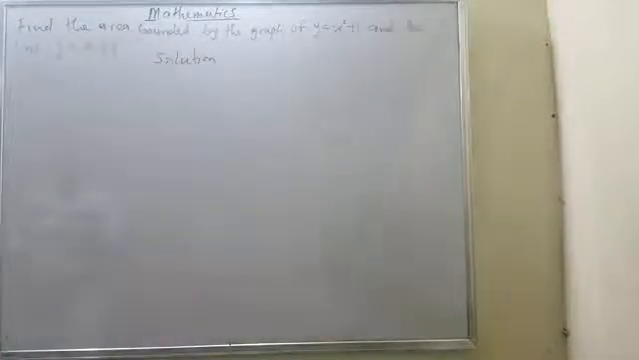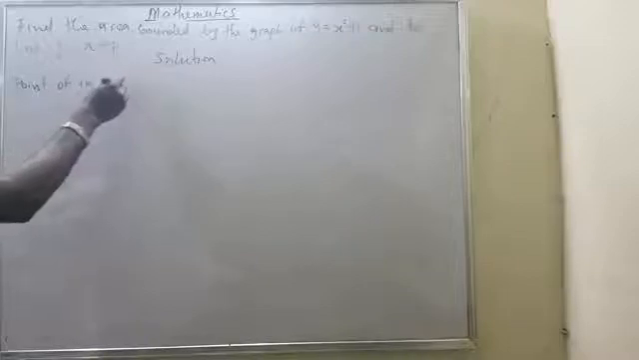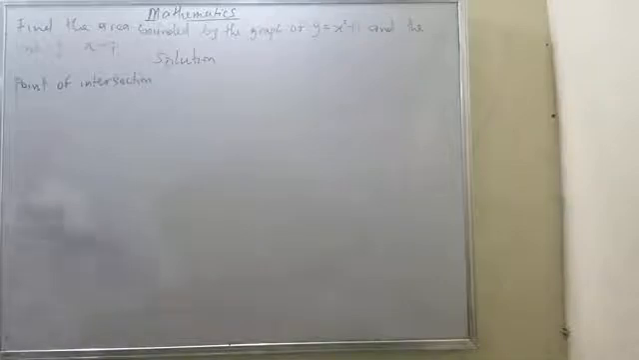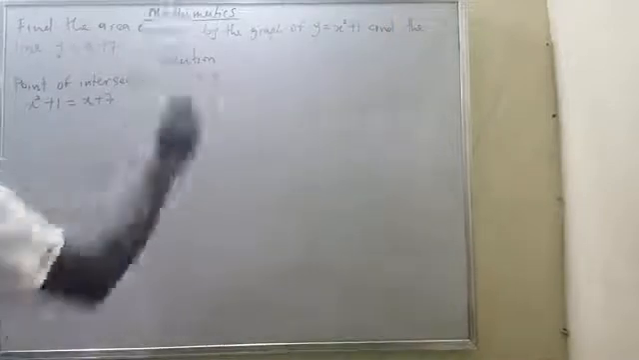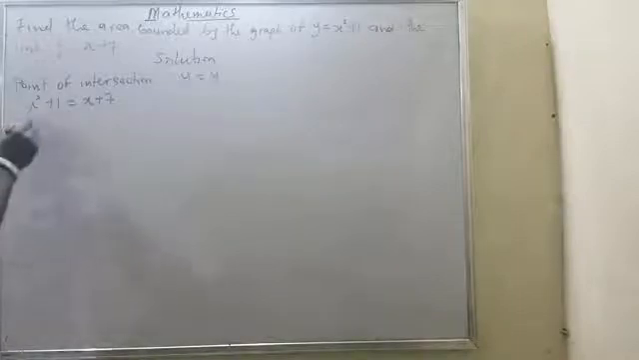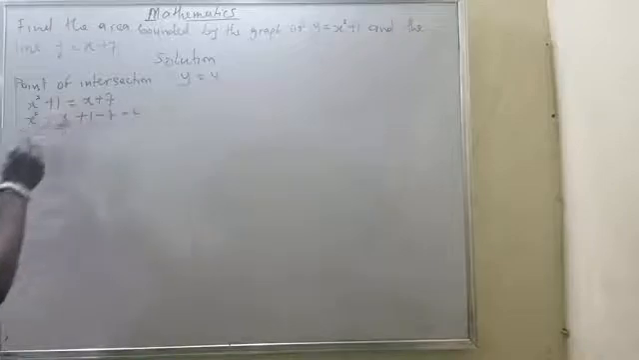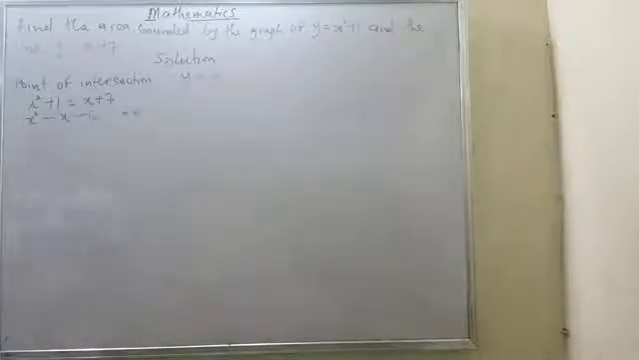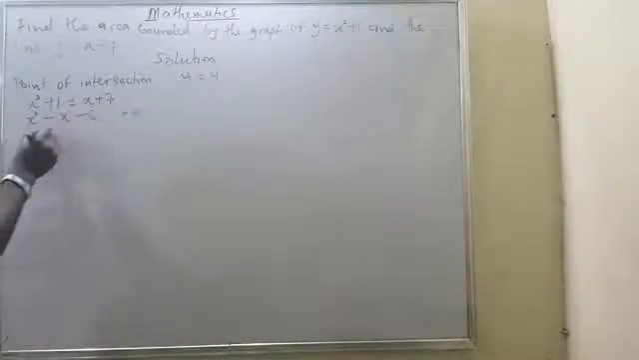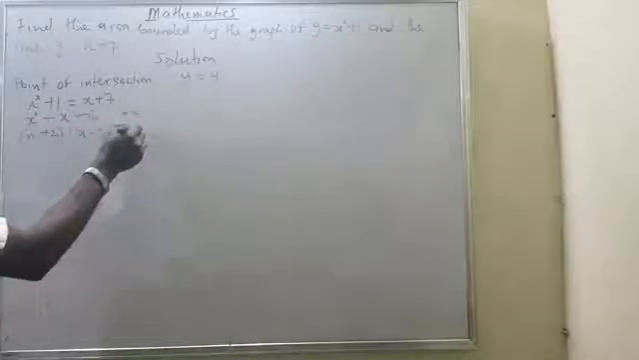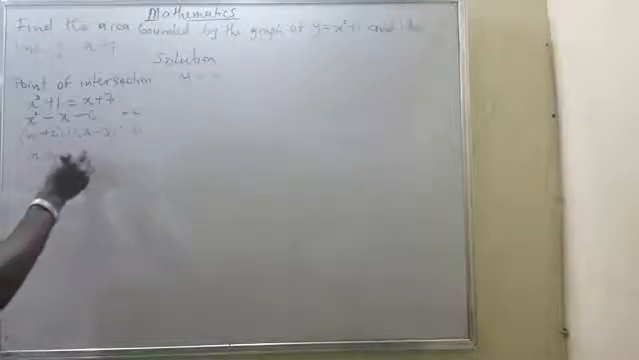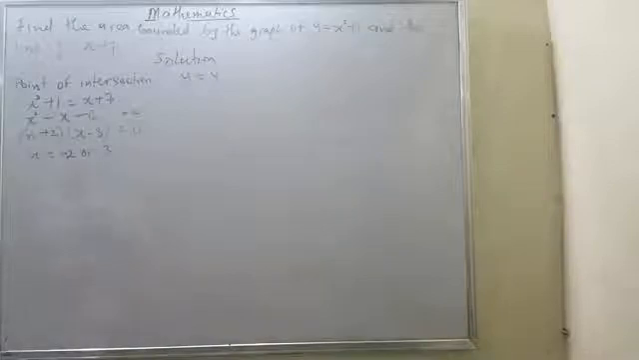Now, when I have something like this, the first thing is the point of intersection. My point of intersection will be x squared plus 1 equals x plus 7, that is y equals y. That is the point of intersection. Now I'll be having x squared minus x plus 1 minus 7 equals 0, which gives minus 6. Take note of that, minus 6. Now, if I solve the quadratic equation, I factorize to get (x plus 2)(x minus 3) equals 0. It means x will be equal to minus 2 or 3.